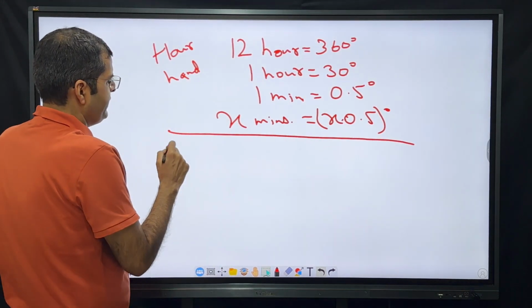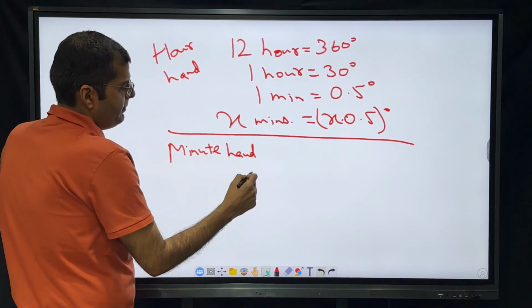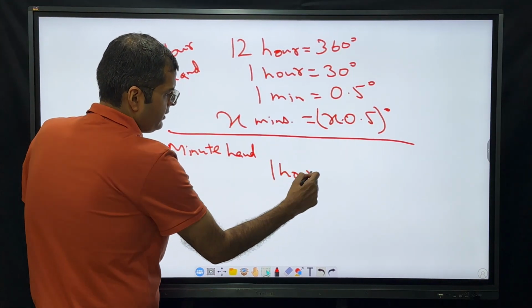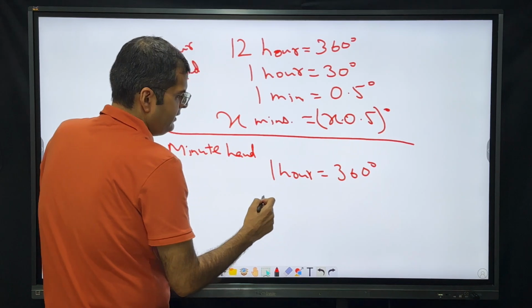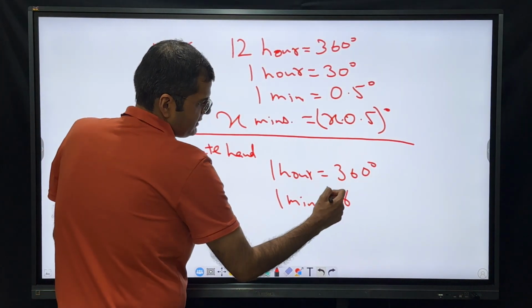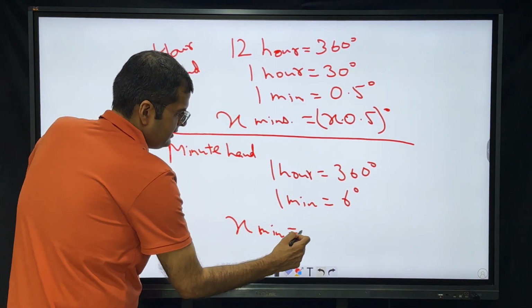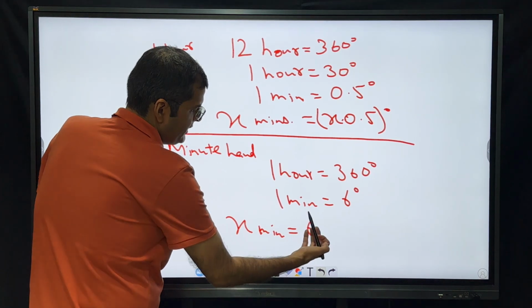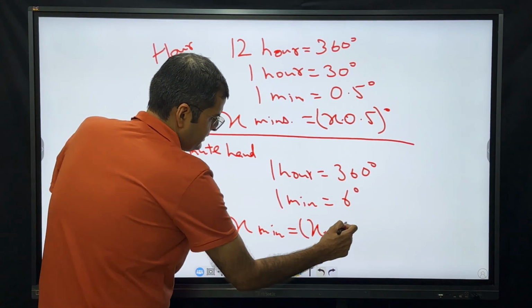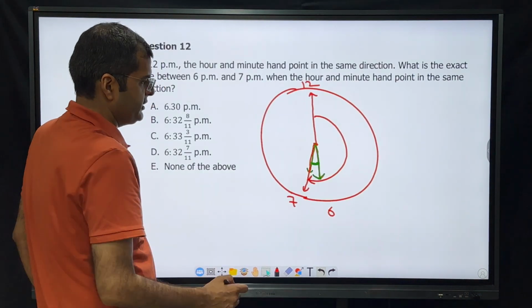Now what about the minute hand? The minute hand in 1 hour completes 360 degrees. That means in 1 minute it covers 360 by 60, which is 6 degrees. That means in x minutes the minute hand covers 6 into x, 6x degrees. Okay. Now coming back to the situation here.